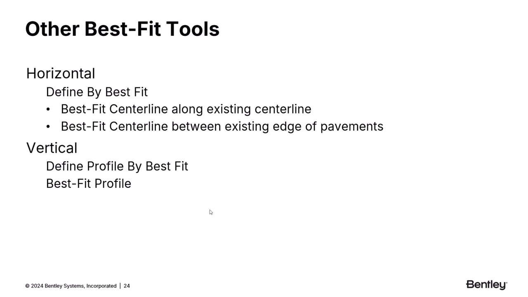best fit tool, right? So I'm going to highlight a couple cool examples, things we can do with that tool from the horizontal aspect. So we'll do one example that shows creating a center line along an existing 2D line string, and then we'll do another example where we're going to do a best fit center line between two existing edges of pavement. And then I'll show you how to do some vertical stuff, because remember, the regression tools from OpenRail, the vertical regression tools are not inside of OpenRoads.